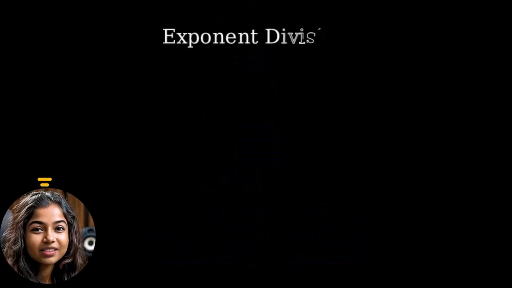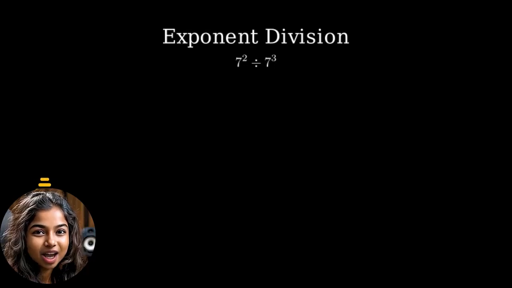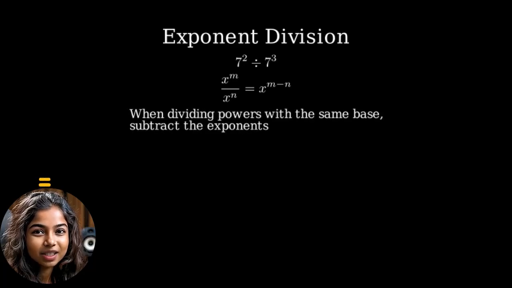Let's solve this exponent division problem. We need to find the value of 7 squared divided by 7 cubed. When dividing exponential terms with the same base, we can use the division rule of exponents. When dividing powers with the same base, we subtract the exponents. Let's apply this rule to our problem. We can rewrite 7 squared divided by 7 cubed as a fraction. Then we subtract the exponents. 2 minus 3 equals -1.